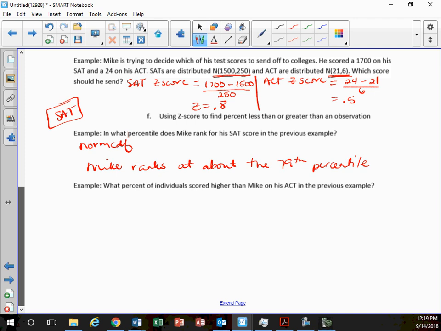Right, the whole thing would be one. You only go up to the 99th percentile, but the whole curve itself is 100.